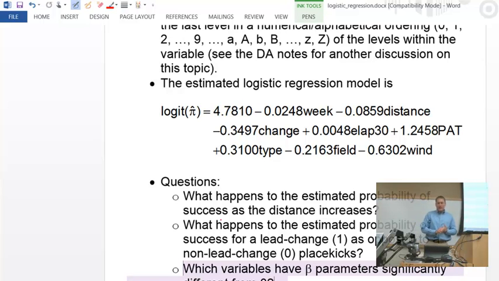So what happens to the estimated probability of success for a lead change? That's when change is equal to 1, as opposed to a non-lead change place kick, where change is equal to 0. Is the probability of success higher for the lead change or lower for the lead change? Lower, because there's a negative coefficient on there. So that shows, again, there's kind of a pressure effect associated with this.